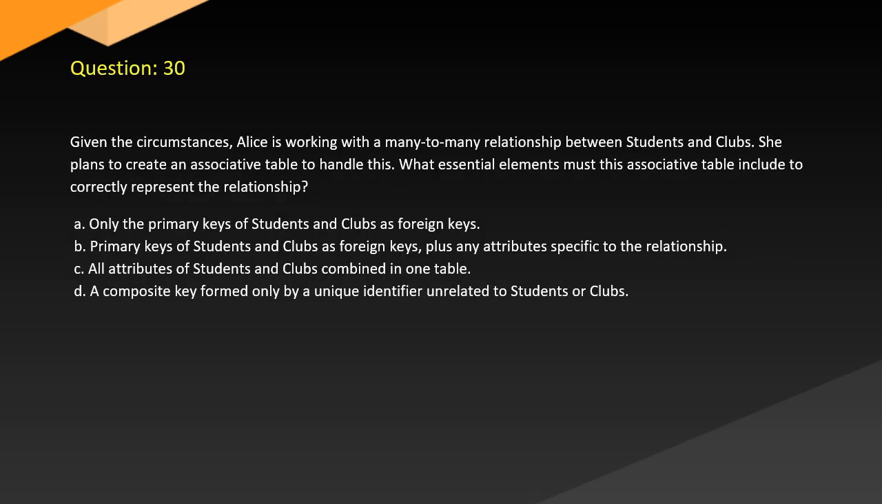Question 30. Given the circumstances Alice is working with, a many-to-many relationship between students and clubs, she plans to create an associative table to handle this. What essential elements must this associative table include to correctly represent the relationship? A. Only the primary keys of students and clubs as foreign keys. B. Primary keys of students and clubs as foreign keys, plus any attributes specific to the relationship. C. All attributes of students and clubs combined in one table. D. A composite key formed only by a unique identifier unrelated to students or clubs.